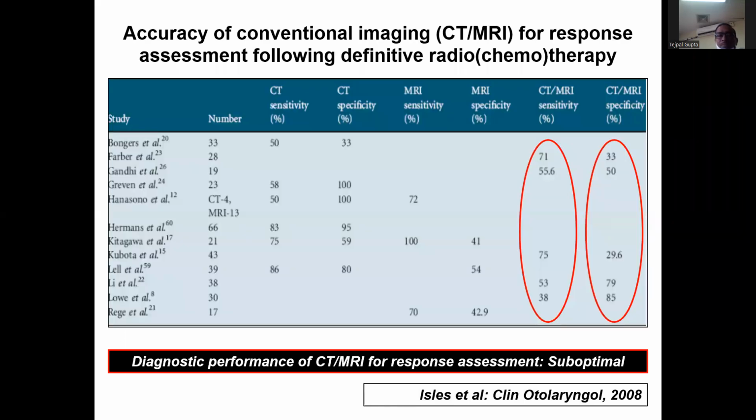As I said, the conventional imaging such as CT or MR for response assessment following definitive radiochemotherapy has suboptimal accuracy, and you can see this review combines several such studies that looked at either the CT or MR or a combination of CT and MR, and you will see that the sensitivity and the specificity both are suboptimal, quite low. So there is clear data to suggest that the diagnostic performance of CT or MR for response assessment following definitive radiochemotherapy is not at all acceptable. It's quite low.